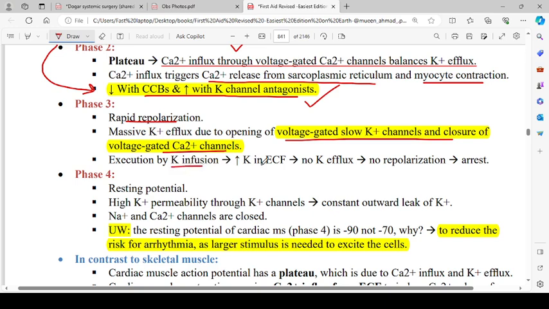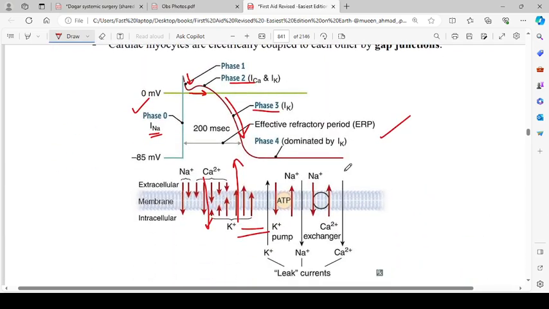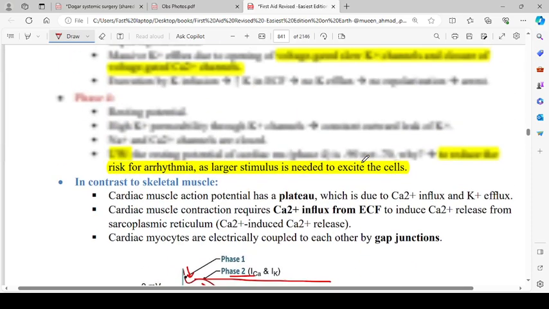Potassium infusion increases potassium in the extracellular fluid, so there is no potassium efflux and there will be no repolarization, which can lead to arrest. This is a terrible thing to happen, that sometimes you may have seen in movies, where people just inject somebody with potassium. The problem is that if there is too much potassium in the extracellular environment, this potassium will not be able to move out. The concentration gradient will not allow it, and there will be no repolarization. So the cells will be arrested in a continuous depolarized state, and that is called cardiac arrest. That is why it is a very lethal thing.